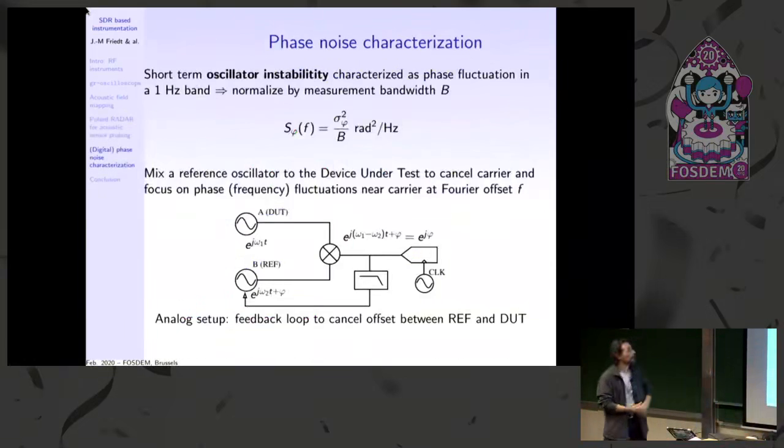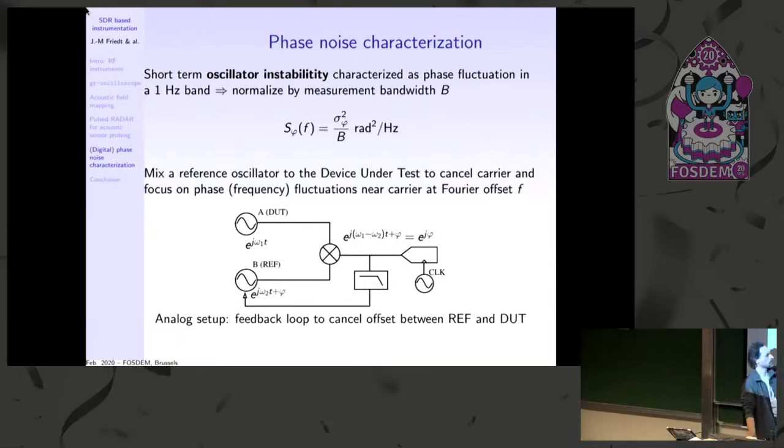And finally, the last demonstration is phase noise measurement. Phase noise is the characteristic of stability. If you remember that phase is the integral of the frequency, if you look at the phase fluctuation of your oscillator over a given bandwidth, so that's phase fluctuation over a 1 hertz bin size, then you characterize how stable your oscillator is.